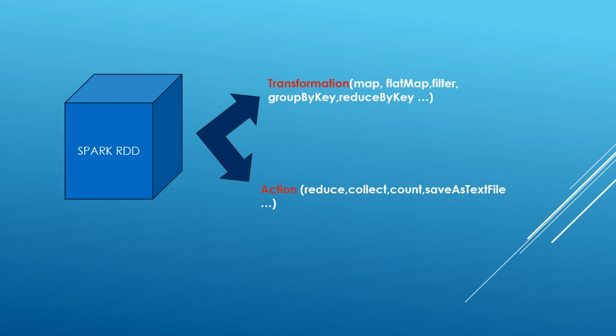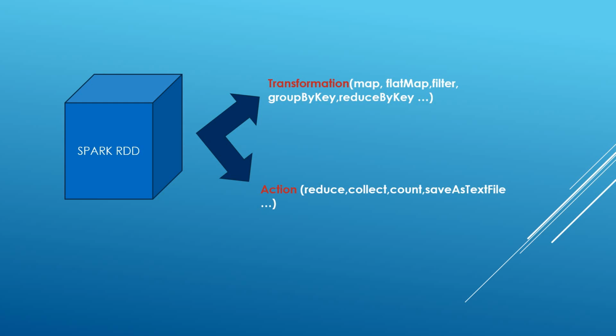Now coming to the action phase. Action is the phase where data is collected from transformation and it gives the output to the end system. That is the phase of action. So in the action phase, basically it collects the output from transformation and gives the output to the end system. Different examples of actions are reduce, collect, saveAsTextFile, and many more.